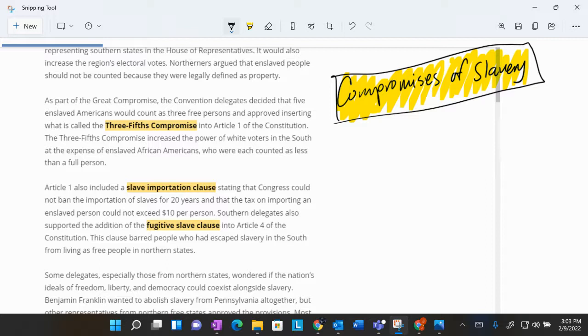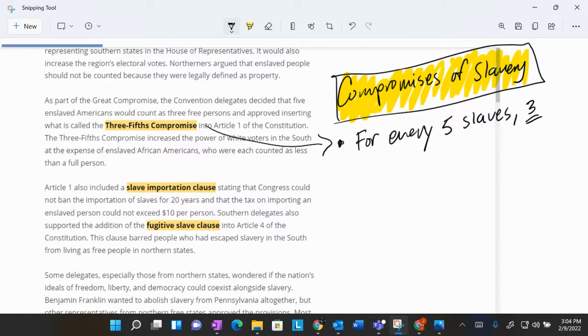On your notes, the first thing that they compromised on was how to count the slaves in the population. They said that for every 5 slaves, 3 would be counted as free. And this is where we get the 3/5 compromise.